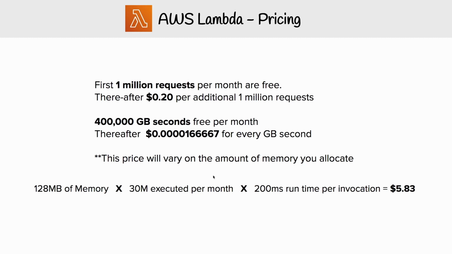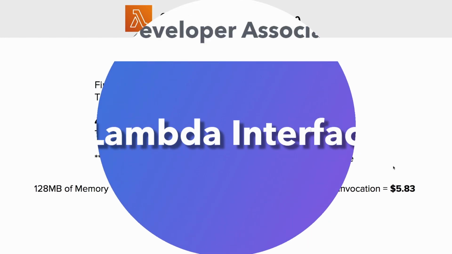Now, just to do a calculation, just to give an idea of total pricing. So let's say we had a Lambda function that's at 128 megabytes. That's the lowest. We have 30 million executions per month. Those are requests. And the duration is 200 milliseconds. For those Lambda functions, we're only paying $5.83. So you can see that Lambda is extremely inexpensive.